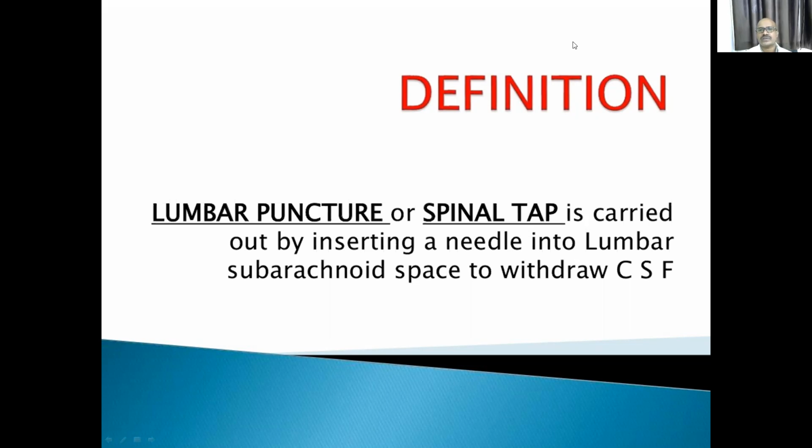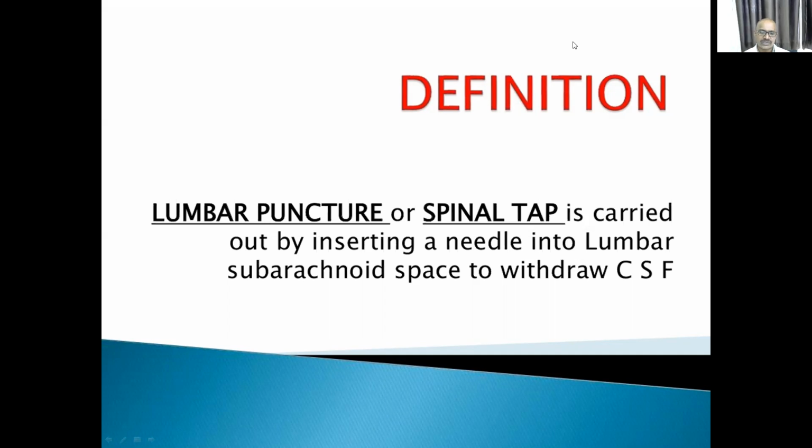So the glucose and protein values in the CSF. The glucose concentration is 45 to 80 milligrams per deciliter. Protein is 15 to 45 milligrams per deciliter. The CSF glucose is about 2/3 of the plasma value.